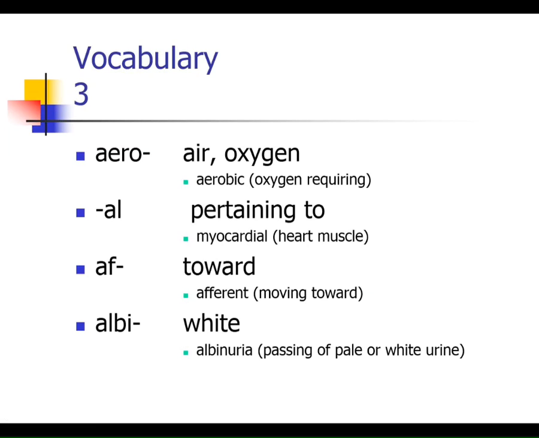Aero, oxygen, pretty straightforward. AL, like AC, means pertaining to. So AL and AC both mean the same thing, pertaining to. AF is toward. We'll see later on in the nervous system, and quite often we'll talk about afferent things. AF means toward, ferent means to carry, so to move something toward something. Albi, think albino, white.